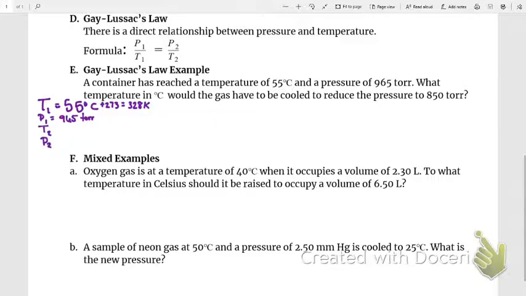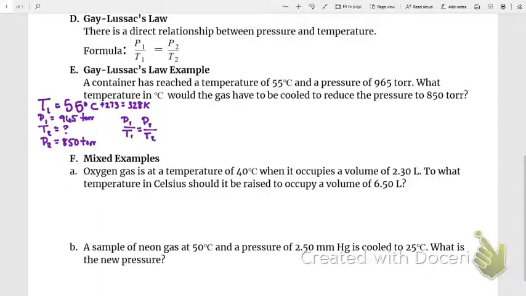Continuing to read the problem, it asks what's the temperature in Celsius. So I'm solving for temperature in here. So that means I should have my new pressure, and that's 850 torr. So we have that our formula is P1 over T1 equals P2 over T2. So then you can start substituting in what we identified.